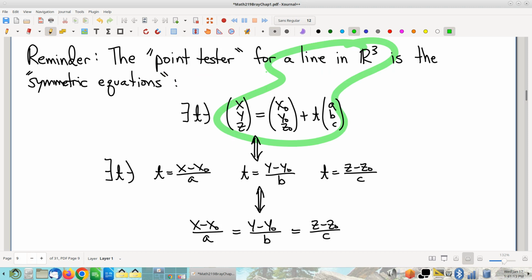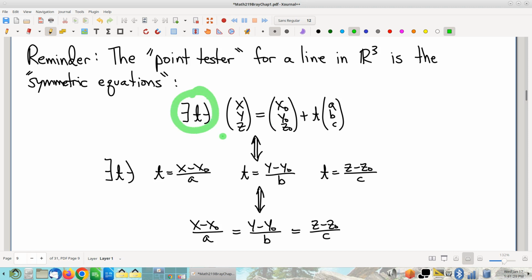in other words, and I'm going to start off by making the seemingly useless observation that a test for whether your point is on a line is, well, does there exist some value of t for which this formula generates your point? Now, how would I know if there is a value of t? That's not particularly immediately helpful.